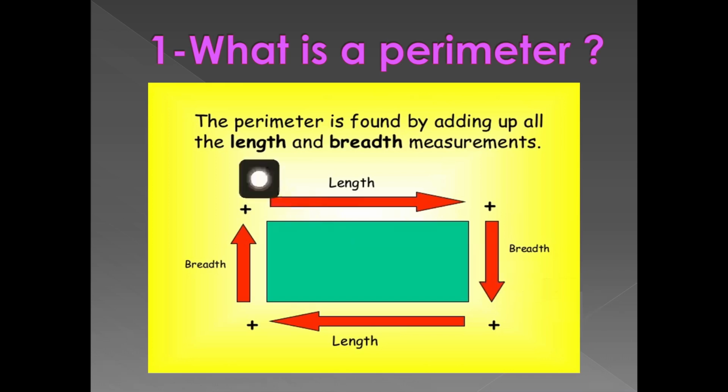So what is perimeter? The perimeter is found by adding up all the length and width measurements. So this is length and this is breadth or width or height. We're adding all the sides. We're adding this side and this side and this side and this side all together to find the perimeter.